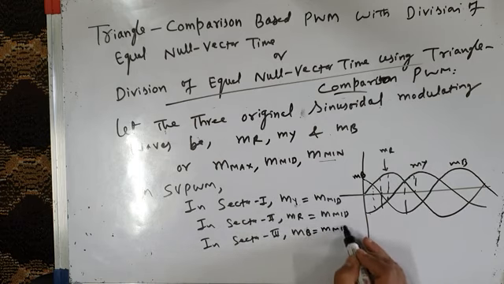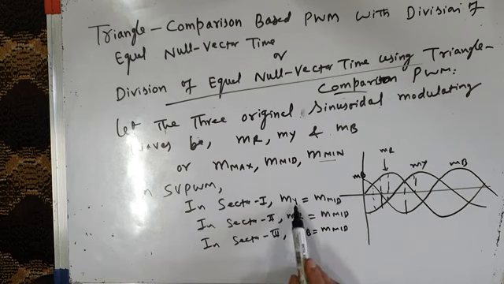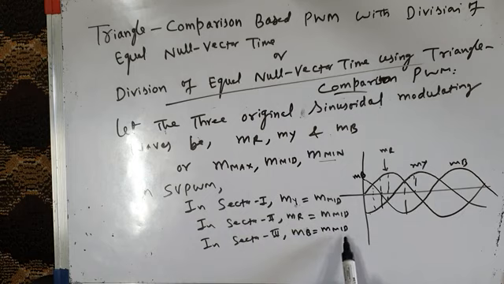Please make corrections. I repeat, in sector 1, MY is equal to M mid. In sector 2, MR is M mid. And in sector 3, MB is M mid. How do I know it?